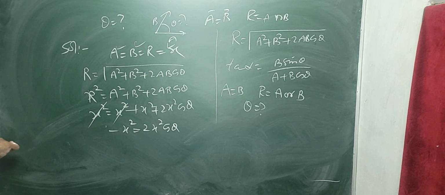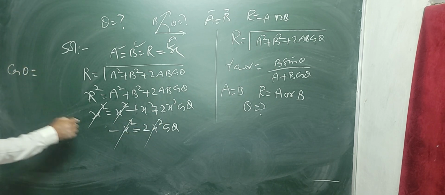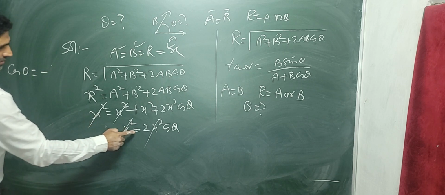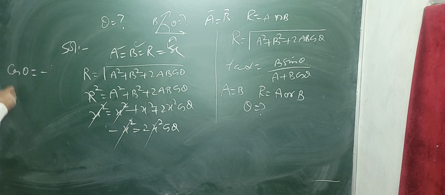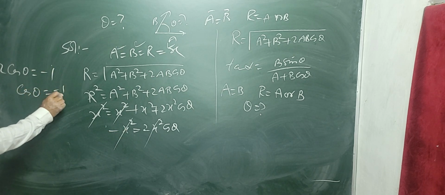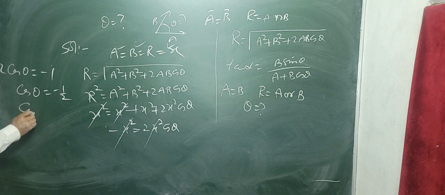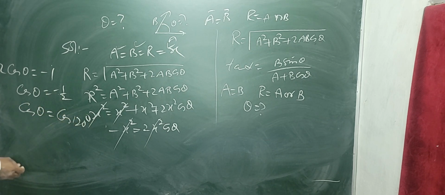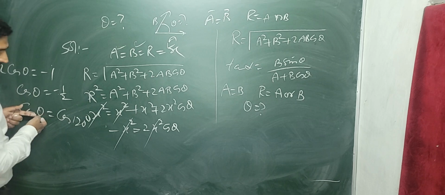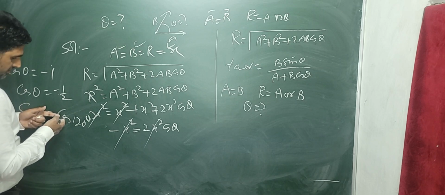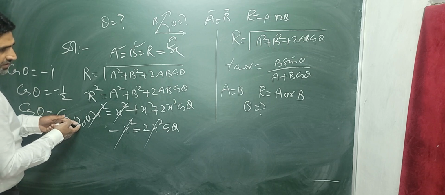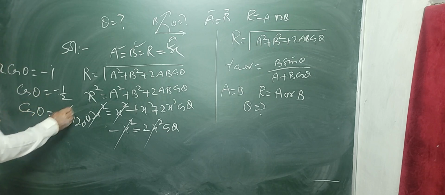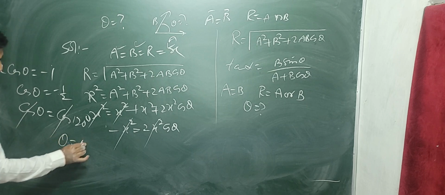So x square cancels. You get 2 cos theta is equal to minus 1. You get cos theta is equal to minus 1 by 2. And cos theta is equal to minus 1 by 2 when the angle is 120 degrees, since cos 120 degrees is equal to minus 1 by 2. So cos cancels, and theta is equal to 120 degrees.